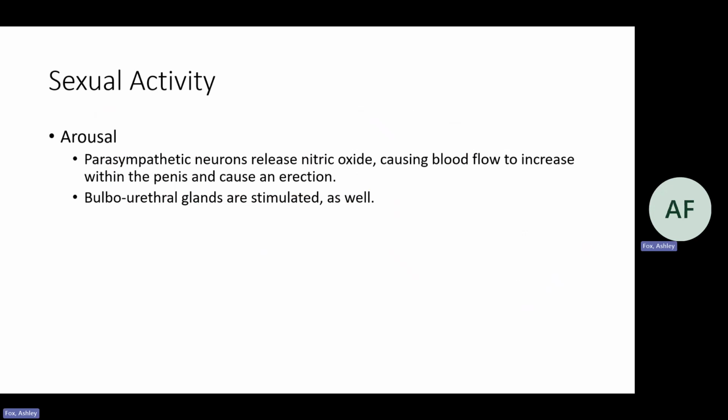Lastly, looking at sexual activity. With males, we have arousal, and arousal is a parasympathetic response. So it's the rest and digest neurons that we have, and they release nitric oxide. Nitric oxide is a vasodilator. That's why oftentimes you'll give nitric oxide if someone's having a heart attack, to vasodilate. So if you're vasodilating, increasing the diameter of the blood vessels, then you're going to increase blood flow because more blood can flow through a larger diameter. So you're going to increase blood flow to the penis, and that's what causes the erection. You also stimulate the bulbourethral gland. Again, it's not only addition for semen, but it's producing mucus for lubrication as well.